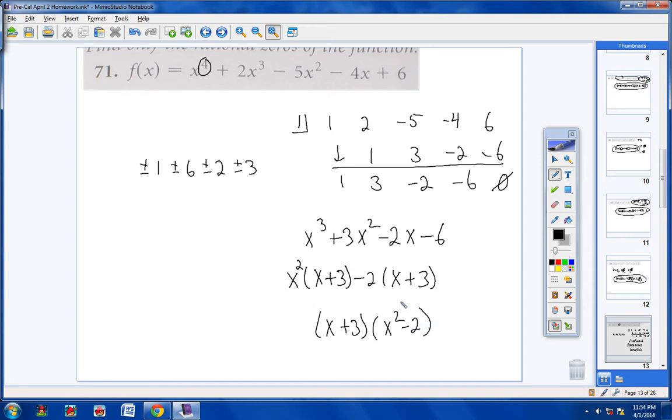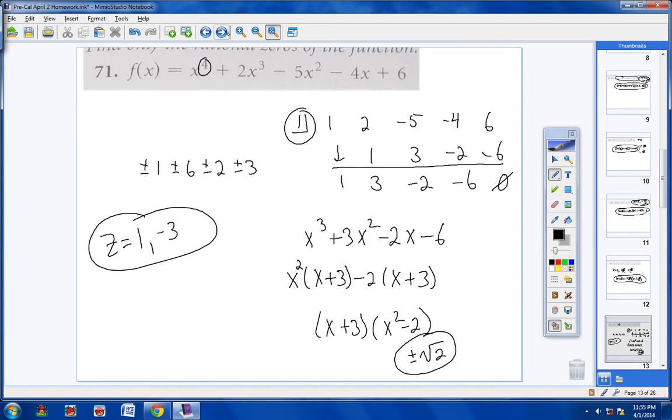Now, okay, we already found one zero. It was a 1. So x equals 1. Now, if you set this group equal to 0, you get a negative 3. So that's another rational zero. Now, be careful here. If you set this group equal to 0 and solved, you'll get plus or minus square root of 2, and that is not rational. That's an irrational number. They don't want you to write that. They just want you to find the rational zeros.